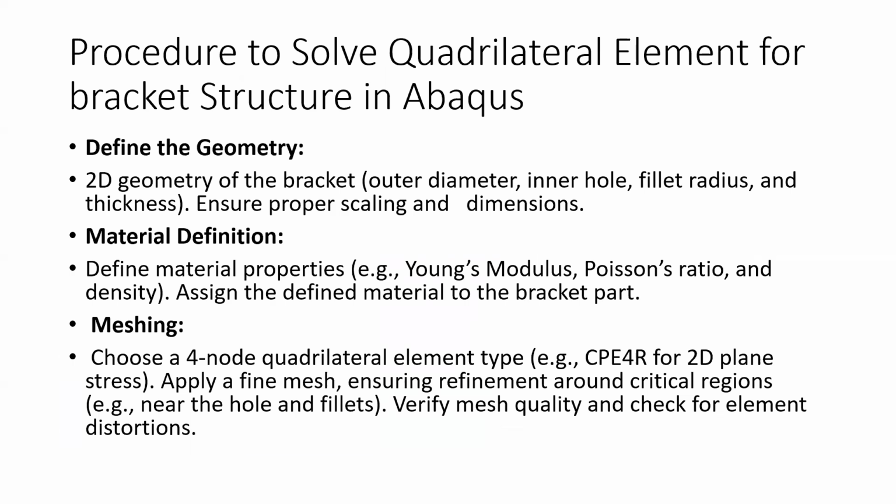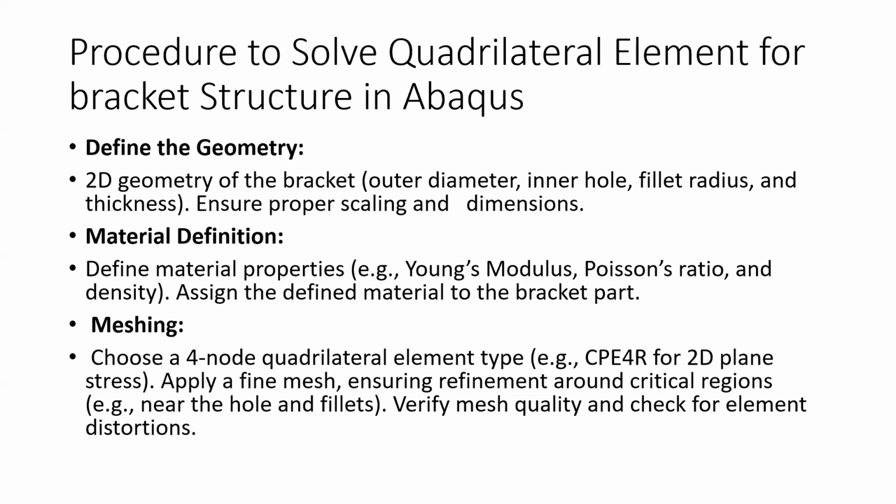First thing, define the geometry. You have to design the 2D geometry of the bracket, like outer diameter, inner hole, fillet radius, and thickness. Ensure proper scaling and dimensions. For the material definition, define the material properties like Young's modulus, Poisson's ratio, and density. Assign the defined material to the bracket part.